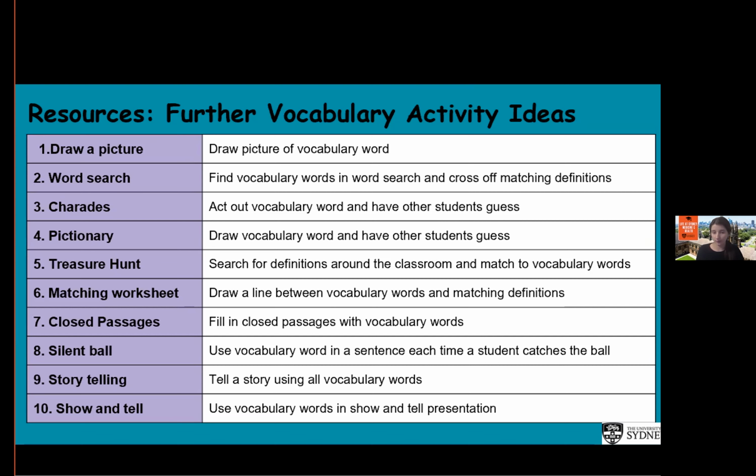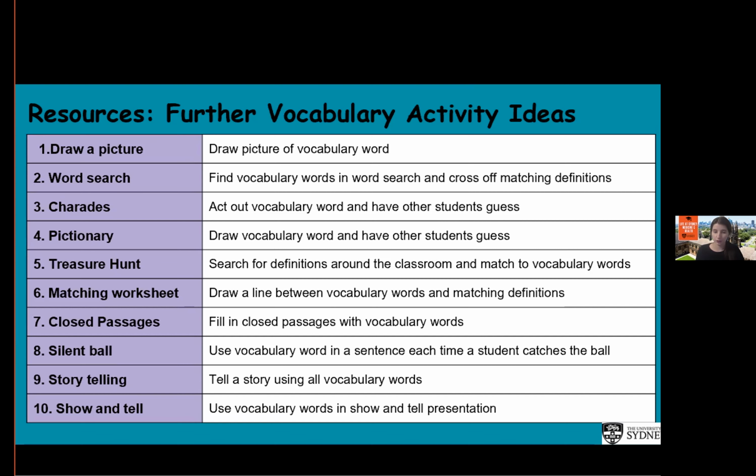Similarly, Pictionary, where students draw the word and other students guess it. Treasure hunt, where students search for the definition of the word hidden around the classroom, and then they come back and match it with the corresponding word. You could do a matching worksheet where students draw a line connecting the word with its meaning. This could also be done using pictures, where a student connects the correct picture with its meaning.